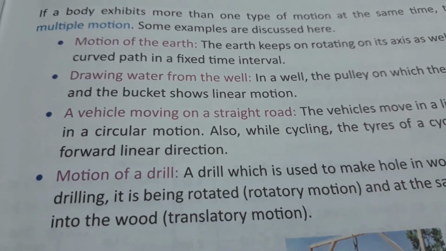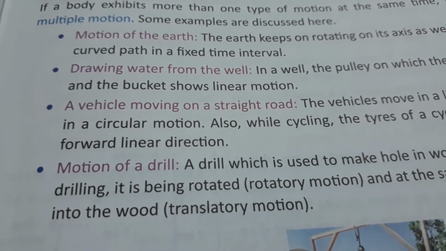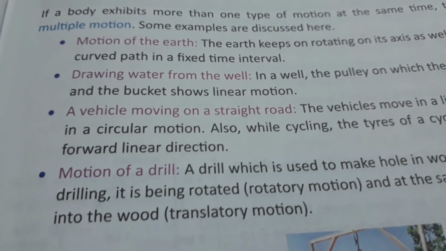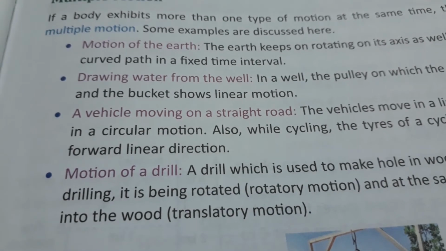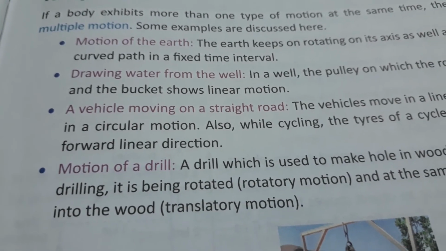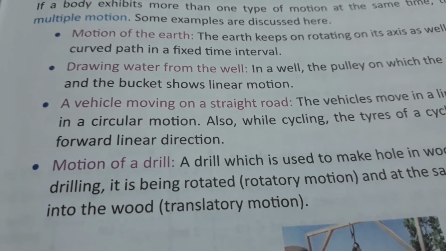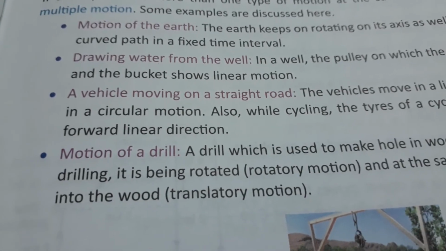This is called rolling. Rolling means, for example, you see the roller. The roller rolls on the road, meaning the wheel rotates and moves forward. This is called rolling. So this is called multiple motion.